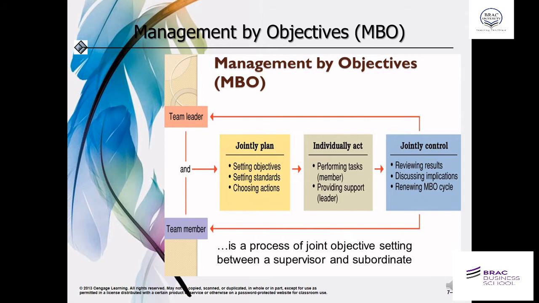That is, there is a team leader and there is a team member. Jointly they are setting the objectives, standards, and whatever actions they want to do. Then they are acting individually for performing the task, where members are doing the task and the leader is providing the support. For what? For the joint plan.